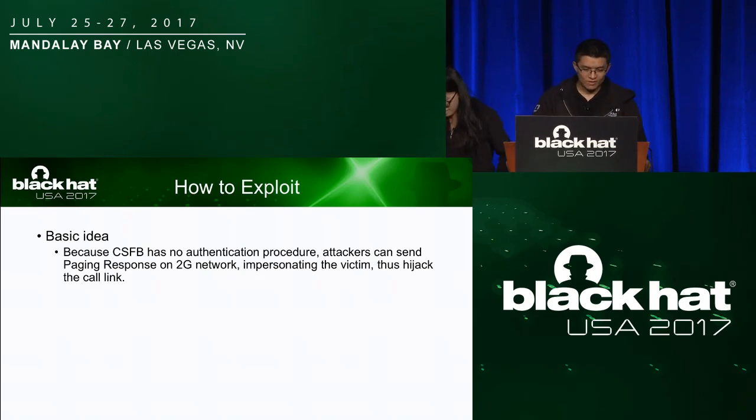Good morning, I'm Yuwei. Now let me introduce how to exploit. Well, due to the lack of authentication in the CS fallback, attackers can forge a paging response in the 2G network, impersonating the victim, thus hijacking the victim's call link.